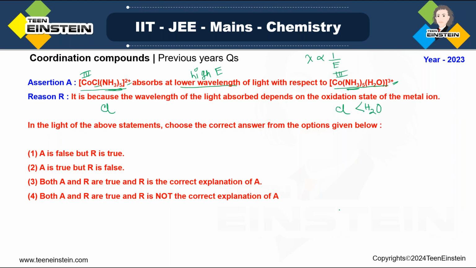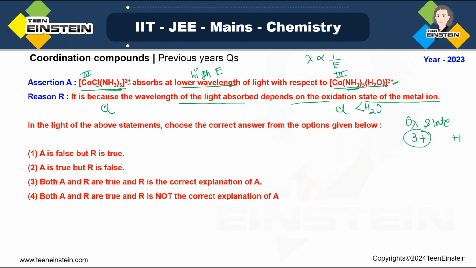Now what about the reason statement? It is saying it is because the wavelength of light absorbed depends on the oxidation state of metal ion. Now that is also true. Suppose you are comparing two complexes. In both cases, ligands are same, but oxidation state is different. So where the oxidation state is high, suppose in one case oxidation state is 3 plus, another one oxidation state is plus 1, in this case CFSE will be high. That means energy dependent means wavelength is also dependent.